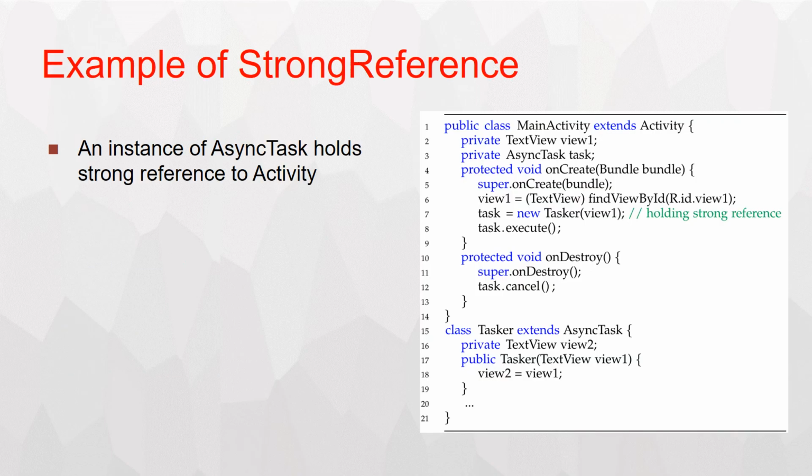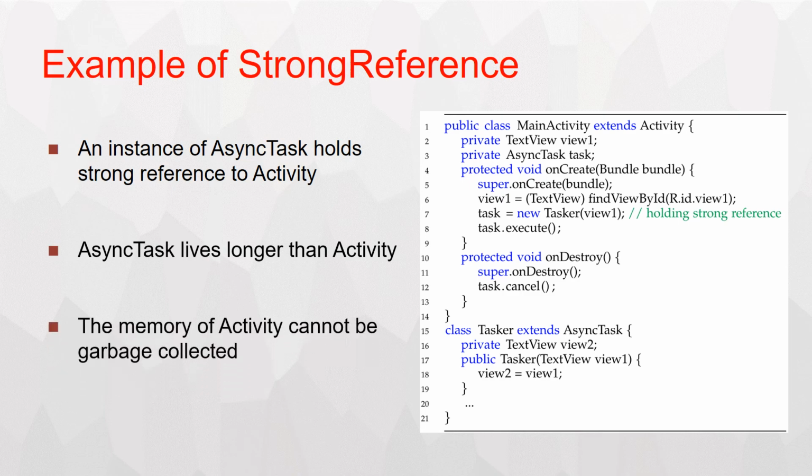Here we define an instance of async task, and it holds a strong reference to the activity. Now, if the async task lives longer than the activity, then the memory of the activity cannot be garbage collected after it is destroyed, which causes a memory leak.